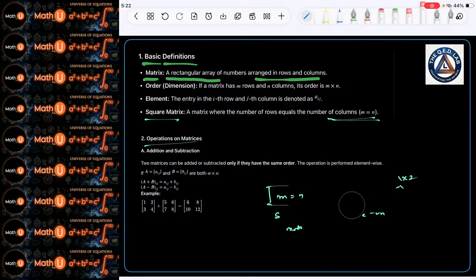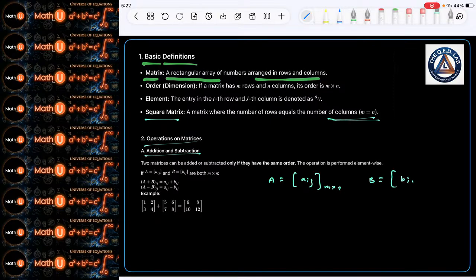First one is addition and subtraction. There are two matrices. If you consider A with elements Aij of order m by n, and B matrix with elements Bij, also of the same order m by n. Two matrices can be added or subtracted only if they have the same order. This is very, very important. We can add or subtract any two matrices only if the order is the same. Otherwise addition and subtraction is not possible.